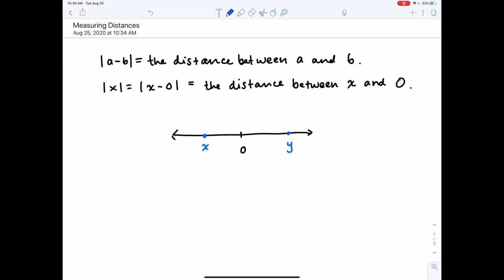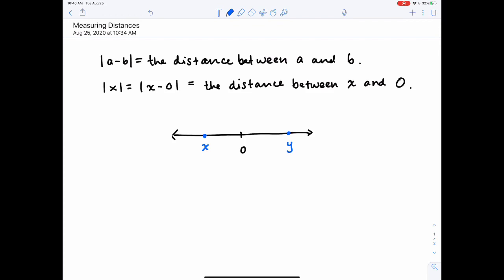In this video, we talk about how distance is represented both geometrically and algebraically. The algebraic representation of distance: if you're given two real numbers, A and B, and you want to measure the distance between them, and you're not sure whether B is the larger number or A is the larger number, you just take the difference between the two and put absolute values around it.